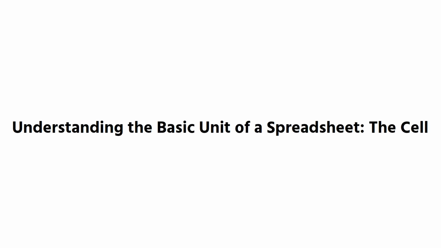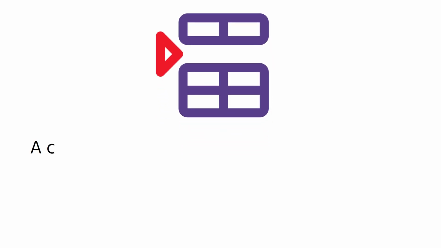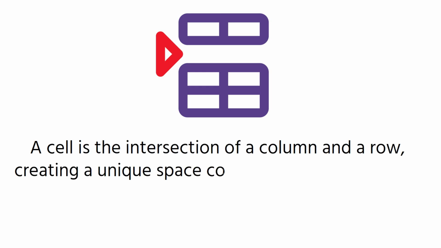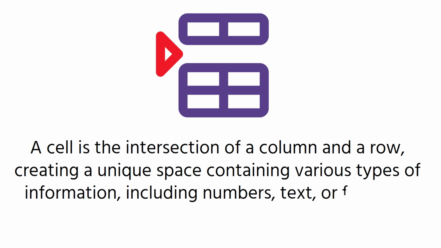Understanding the basic unit of a spreadsheet, the cell. In spreadsheets, the cell is the fundamental unit that enables the organization and manipulation of data. A cell is the intersection of a column and a row, creating a unique space containing various types of information, including numbers, text, or formulas. Each cell has a distinct address, typically identified by its column letter and row number combination, such as A1 or C3. This designation allows users to efficiently locate and reference cells within the broader spreadsheet.